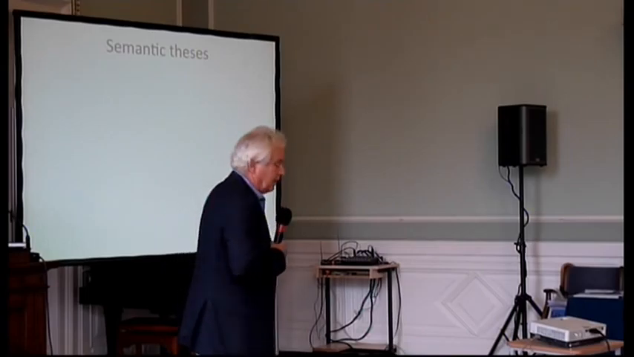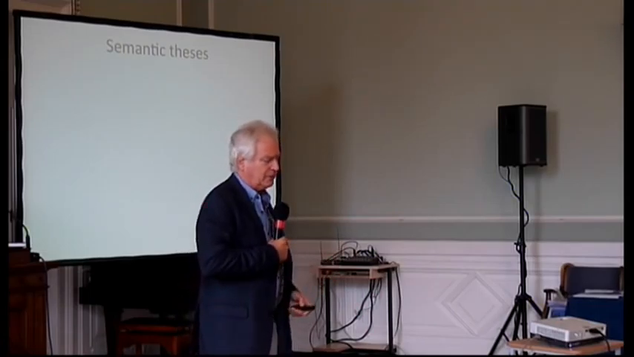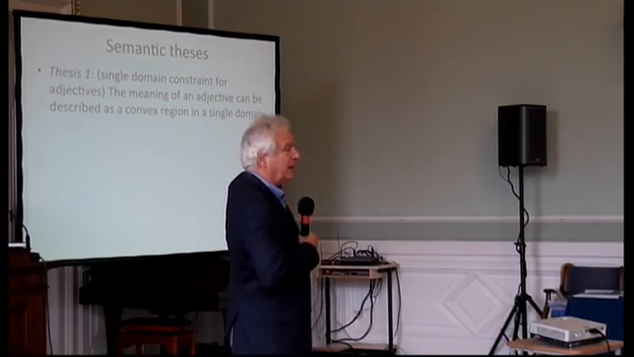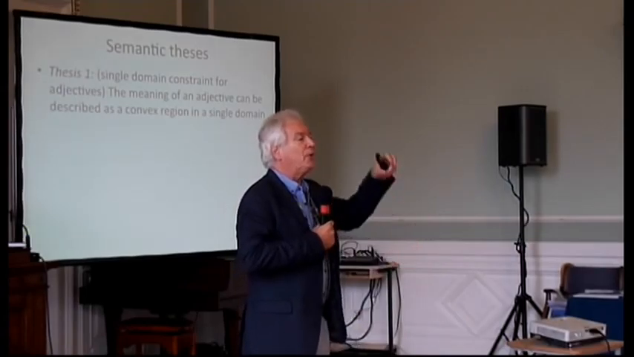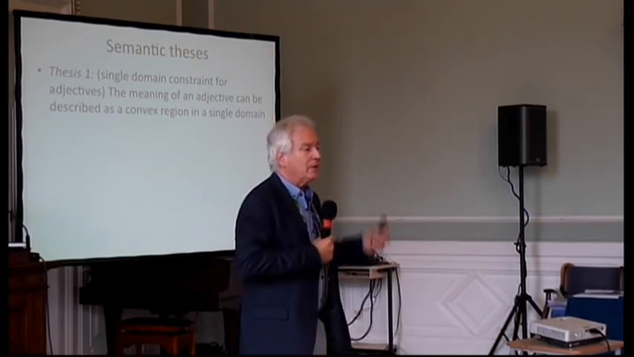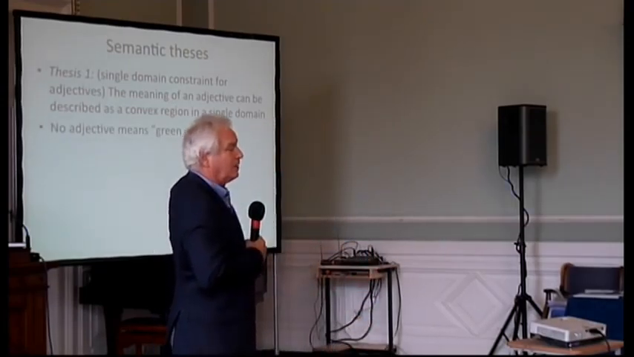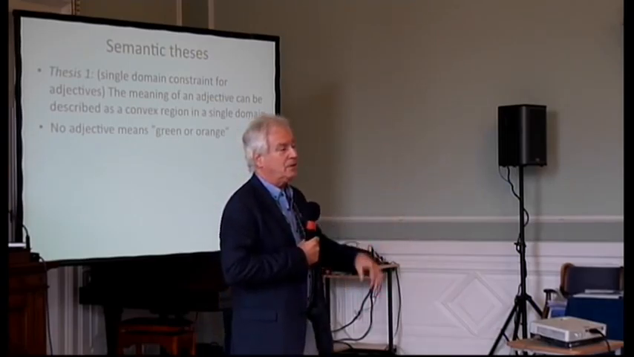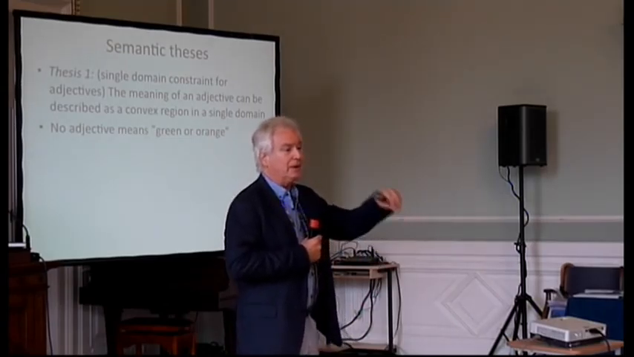Now, I don't want to say very much about nouns here, but I want to say something about other word classes. Let's start with adjectives. For adjectives, I have this thesis that an adjective denotes a property. It refers to a single domain, and to a convex region of a single domain. That's a general semantic principle for the meaning of an adjective. So no adjective means green or orange, because that's a non-convex region. It can mean green or blue, because that would be a convex region of the color space, but not green or orange.